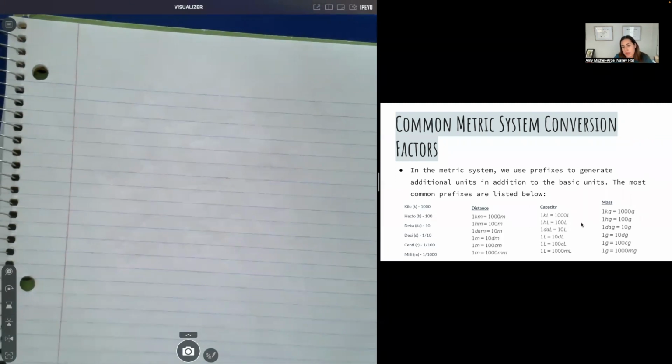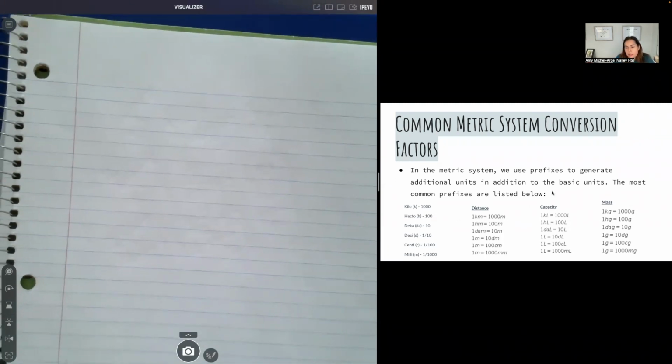So common metric system conversion factors, these are what you will need. These are the prefixes that help you differentiate between all these amounts. So 1 kilometer is the same as 1,000 meters. So it has that prefix of kilo, meaning 1,000. And these are the conversion factors that you're going to use. You're going to list them as fractions in order to convert from one unit to the other.